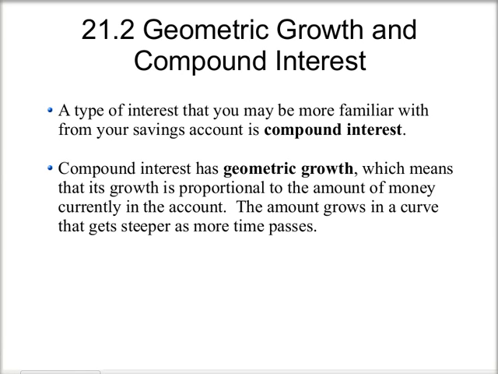In this section, we'll look at a type of interest that you're more likely to encounter in real life, and you may be familiar with this from your savings account. This is called compound interest. Compound interest has geometric growth, which means that its growth is proportional to the amount of money currently in the account. So as the amount of money in your savings account grows, so does the amount of interest you earn. And the amount grows in a curve that gets steeper as more time passes.